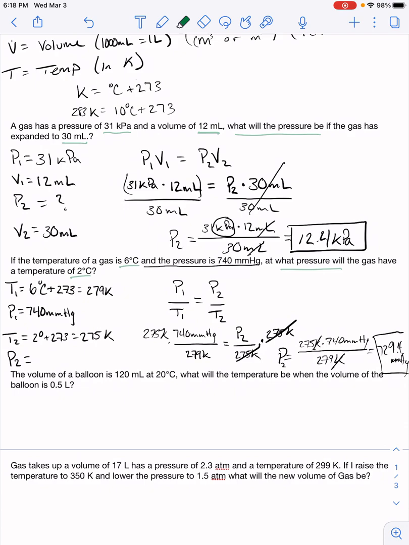Now, my third example problem here says the volume of a balloon is 120 milliliters at 20 degrees Celsius. So I have volume 1 and temperature 1. Again, add 273 to your degrees Celsius every time to get to Kelvin. So we have 293 Kelvin. And it says, what will the temperature be? So I'm looking for T2 when the balloon is 0.5 liters. So V2 is 0.5 liters, and we're solving for temperature 2.